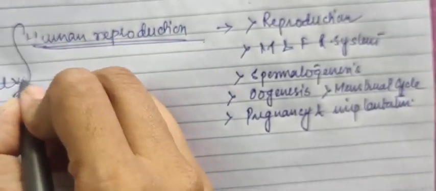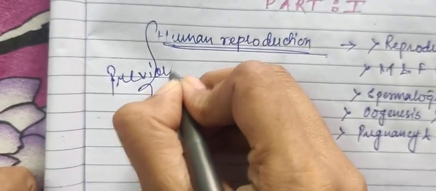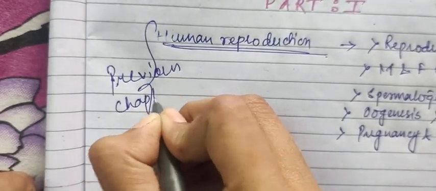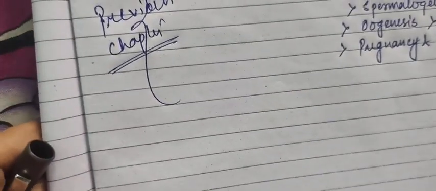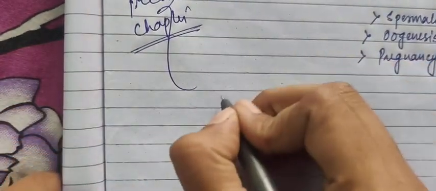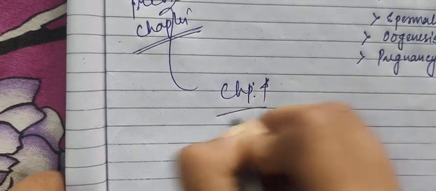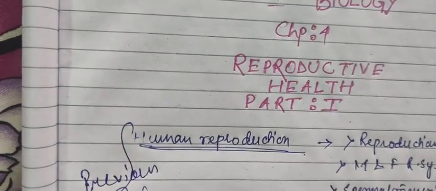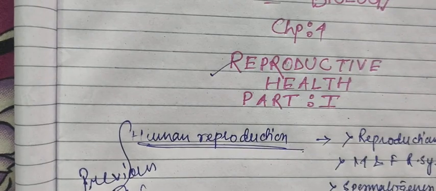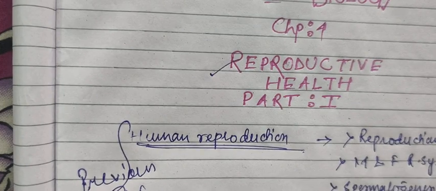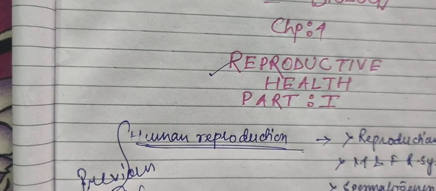So today we are going to discuss chapter 4. The name of the chapter is reproductive health. Before starting this chapter, you should know what is there in this chapter and why we should study it.